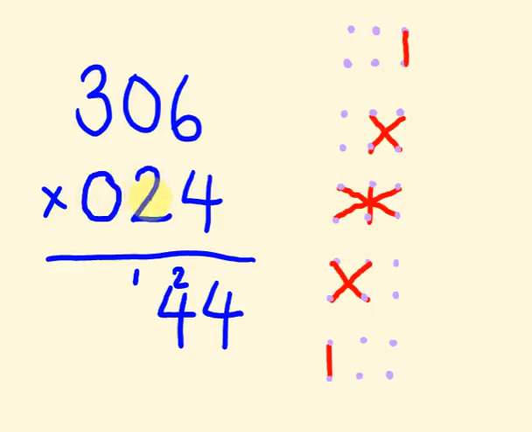6 times nothing is nothing. 2 times nothing is nothing. So 12 plus this 1 here is 13. Carry the 1. 3 2s are 6, nothing times nothing. So 6 plus this 1 here is 7, and then 3 times nothing is nothing. I won't bother to put that in. There's our answer, 7,344. So that's how you do this little trick.